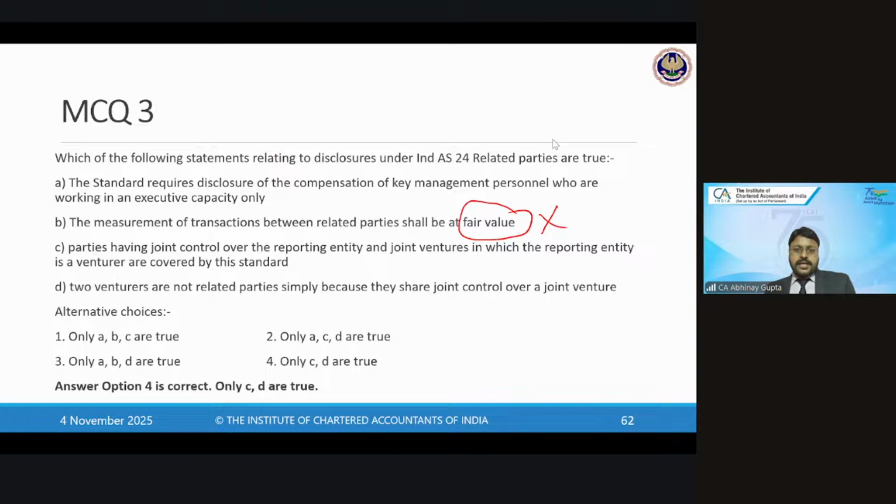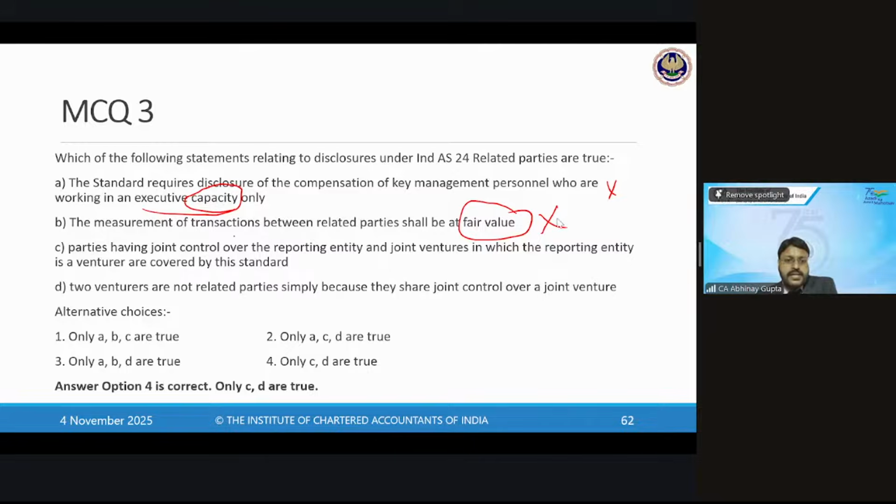Then the standard requires disclosure of KMP only for executive capacity. Have we ever discussed anything like that? No, sir. Only executive, not non-executive? No. So this is also false, right? Okay, let me give you one more rule. In the examination, whenever you are in doubt, instead of finding the answer, try to follow the elimination approach. Getting my point? If you follow the elimination approach, you will be left with fewer choices where you need to decide, right? So just try to eliminate, right?